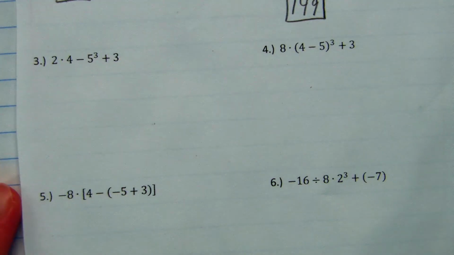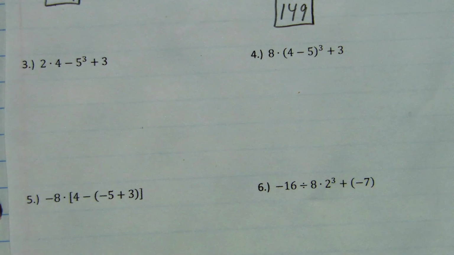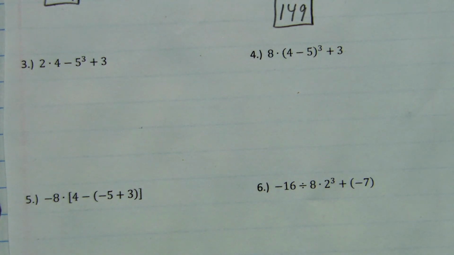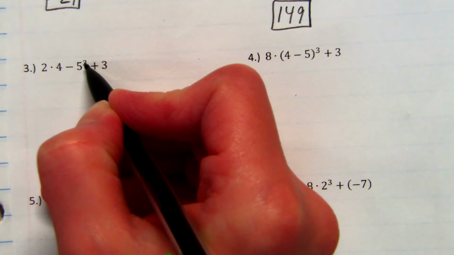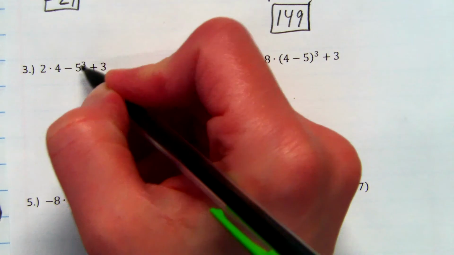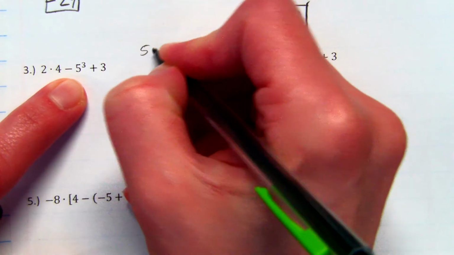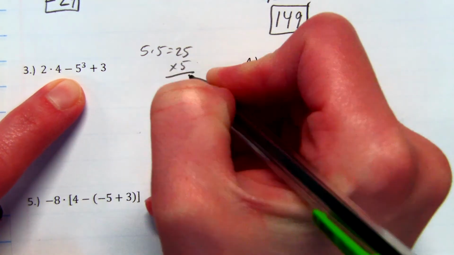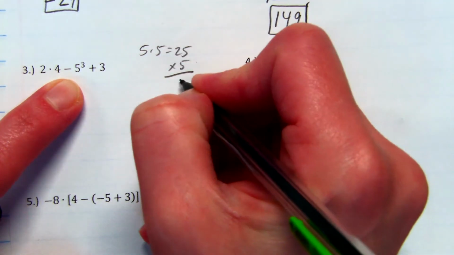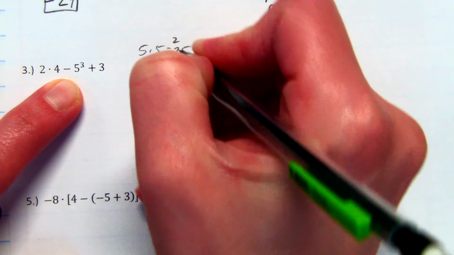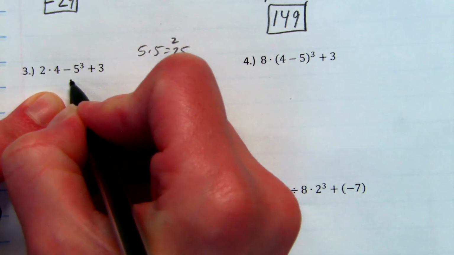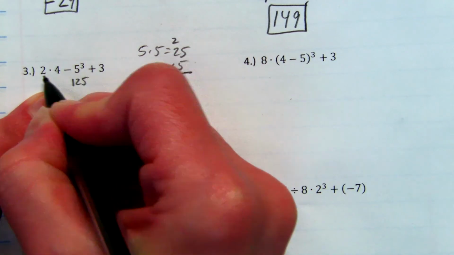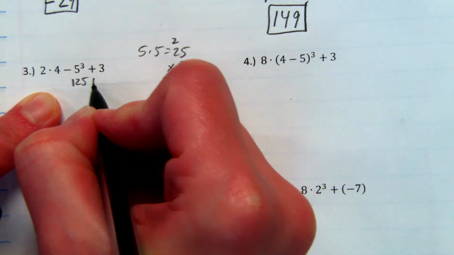All right, so let's go down to number 3. There are no parentheses, so we jump to what? Exponents. Good. So I have 5 to the 3rd right there. So I have to think about 5 times 5 times 5. So 5 times 5 is 25. Then I have to take it times another 5. What is it? It's 125. So I'm writing this out the long way just so you can see. So this part right here becomes 125. Nothing else has changed.